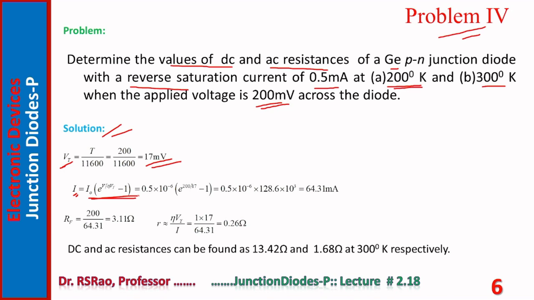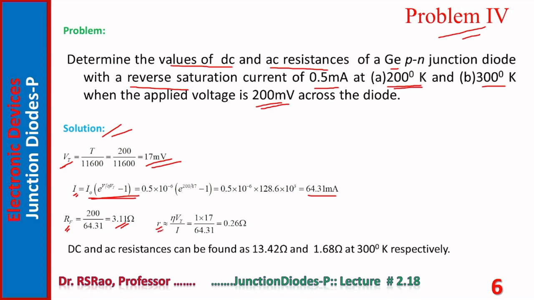I equal to I naught e power V by eta Vt minus 1. One can be neglected here in this relation. Substituting the given values, one can find I as 64.31 milliamperes. Forward resistance, this is DC resistance, static resistance. It is usually indicated by RF, capital RF. It is applied voltage divided by resultant current: 200 by 64.31. It turns out to be 3.11 ohms.